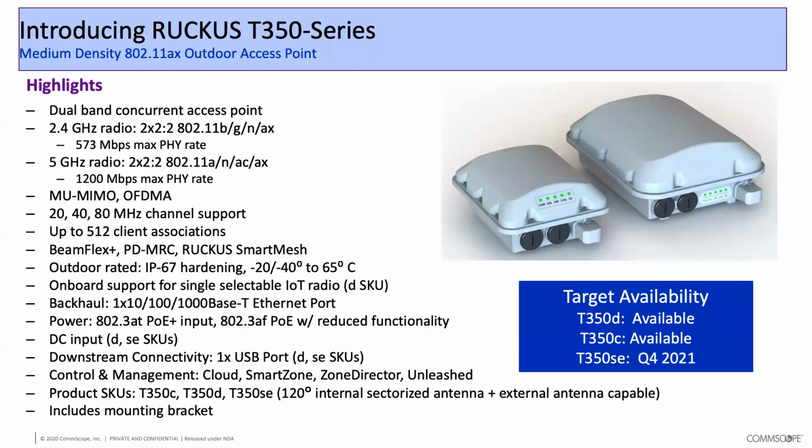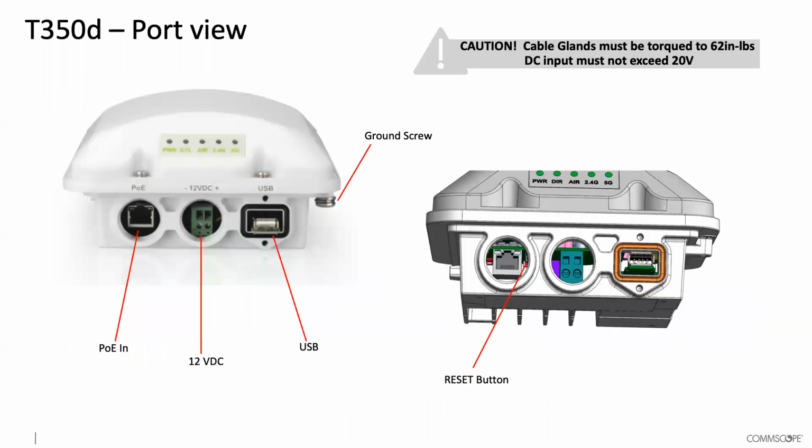Then the other Wi-Fi 6 AP that we've just announced recently is the T350. This is our more mid-range outdoor AP. It's a 2x2, 2-stream, dual band. It's a very good choice, especially if you have some particular power problems that you're trying to solve. This one doesn't have the AC input that the T750 does, but what it does have is a 12-volt DC input. So here's a picture of this.